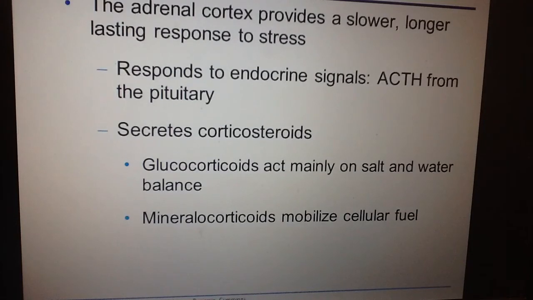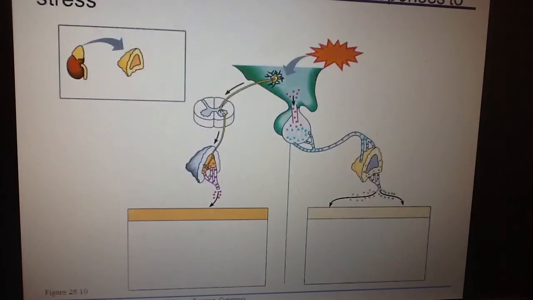Another endocrine gland is the adrenal cortex. The adrenal cortex is actually the longer problem with stress. What happens is the adrenal cortex hormones get their signals from the pituitary gland in the brain, and they secrete something called a corticosteroid. And what corticosteroids do is they control how much water and salt we have, and kind of control how many minerals are floating around in our body.